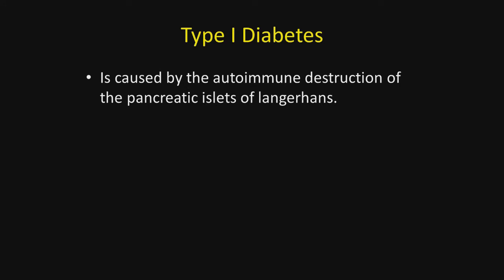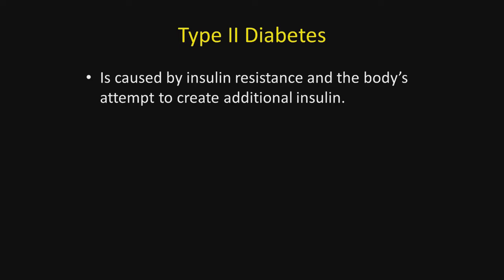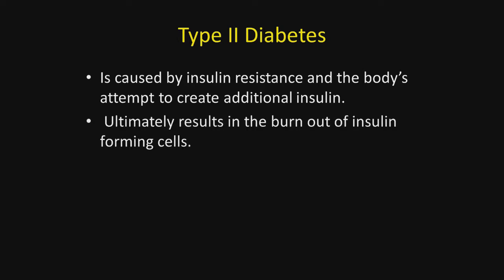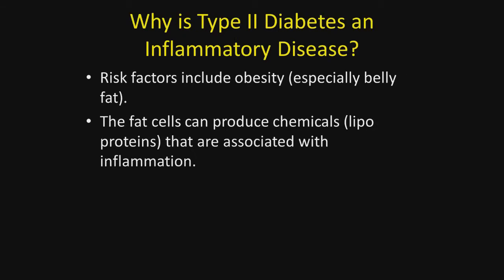Let's talk about diabetes type 1. It is caused by an autoimmune destruction of the pancreatic cells of Langerhans. Number 2, T cells play a primary role. Type 2 diabetes, by contrast, is caused by insulin resistance and the body's attempt to create additional insulin. Ultimately, this results in a burnout of the insulin-forming cells.